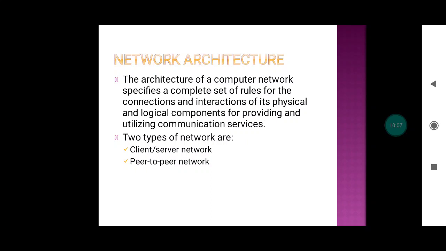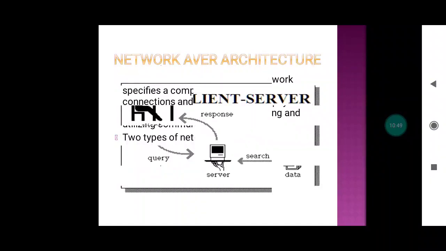Now talking about another topic, which is network architecture. The network architecture of a computer network specifies a complete set of rules for the connections and interactions of its physical and logical components for providing and utilizing communication services. Basically, when we talk about the architecture of a network, it means how we deploy the network, its physical and logical configurations, and the numerous protocols and hardware equipment used. Basically we can classify it as client-server network and peer-to-peer network.